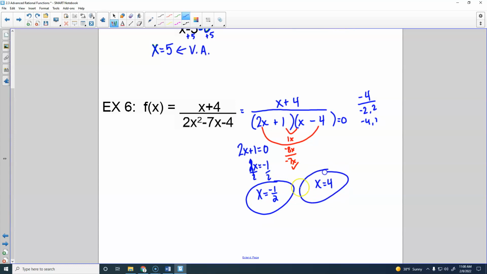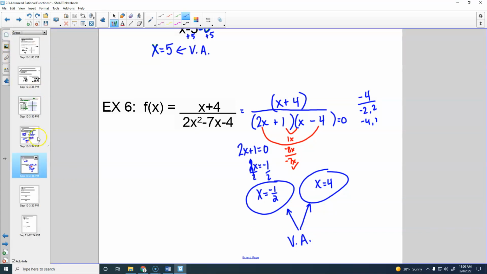So these are our discontinuities here. Does anything cancel? It does not, because up here we've got an x plus 4 instead of an x minus 4. So both of these are going to be vertical asymptotes. Notice I didn't do anything with the top. There's no x equals negative 4 because it's from the numerator. You can have zeros in the numerator. That's fine.